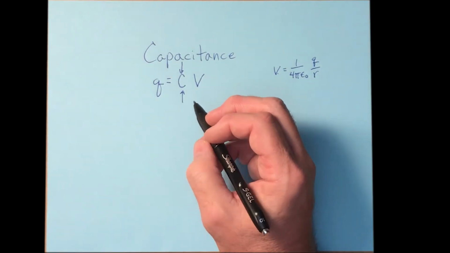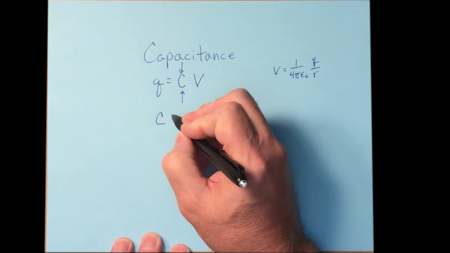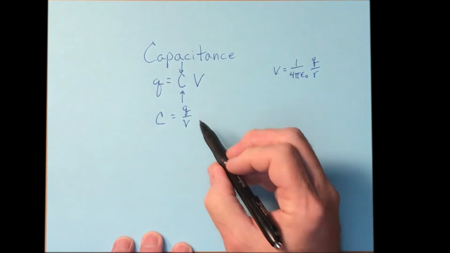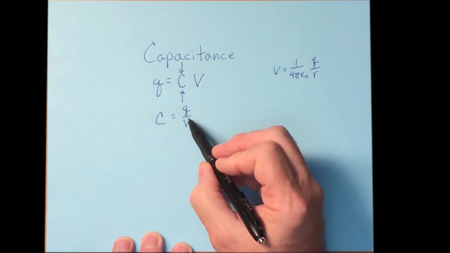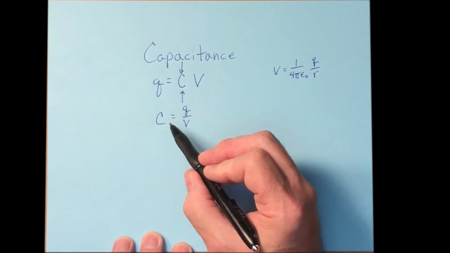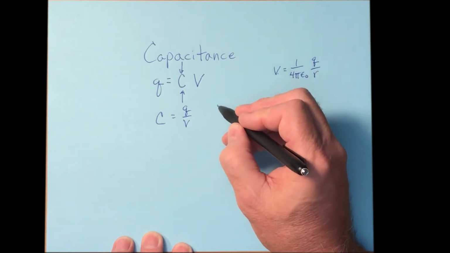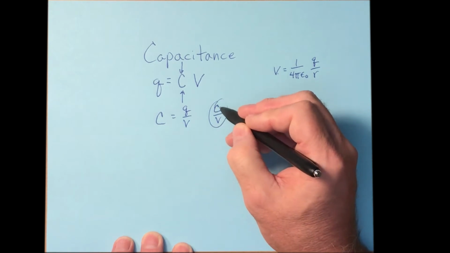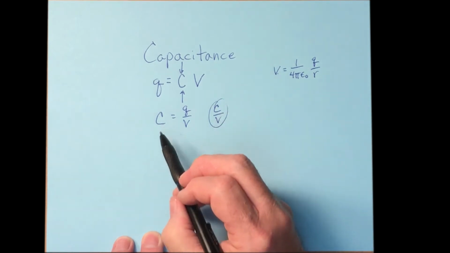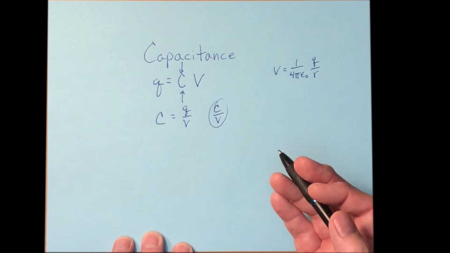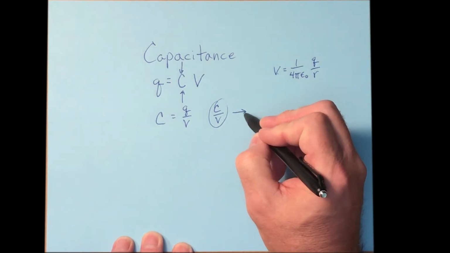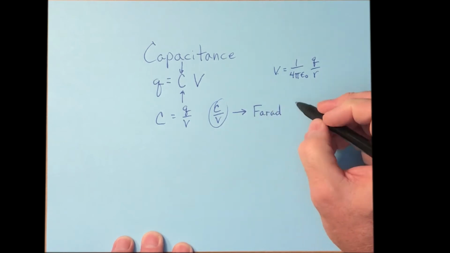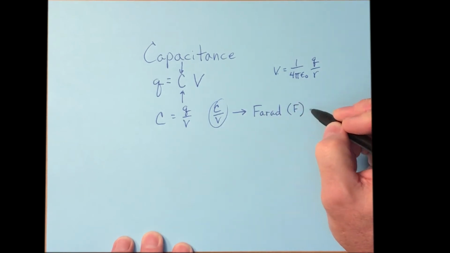Now we can use this equation. If we solve for C, we just see that C is Q over V, and that will allow us to solve for the unit, and we can see what the unit for capacitance looks like. That's going to be Coulomb per volt. So that unit, Coulomb per volt, is what the unit is for capacitance. However, that's one of those units that we've named something else. We call this a Farad, and we abbreviate that with the symbol capital F.